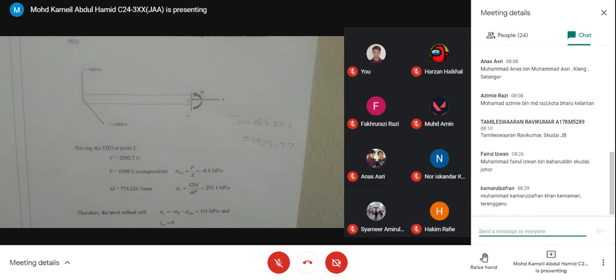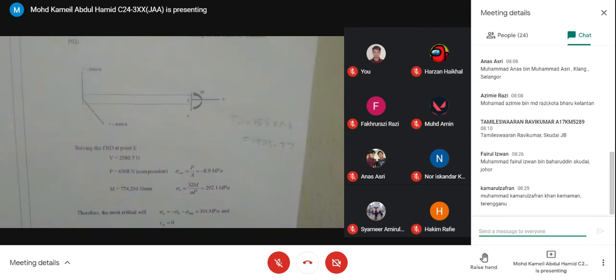Kita tengok sigma bending dia. Sigma bending is negative B, negative 301. Sigma B tolak je tu. Sigma B 301 megapascal. Therefore the most critical will be sigma bending.